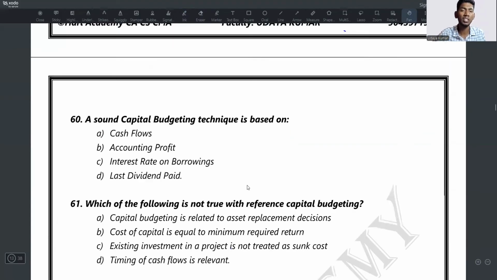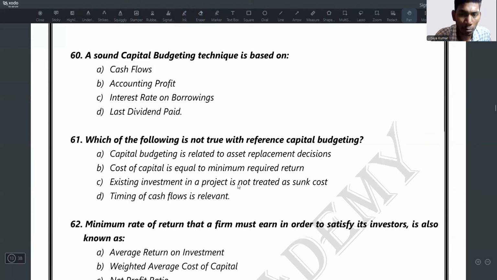Okay, moving to question number 16. A sound capital budgeting technique is based on what? So it is capital budgeting, so from the options you can eliminate the remaining portion, right? First thing, cash flow. Yes, it's highly relevant, I would say. Accounting profit: nowhere have we discussed accounting profit while solving capital budgeting problems, right? And interest rate on borrowings.